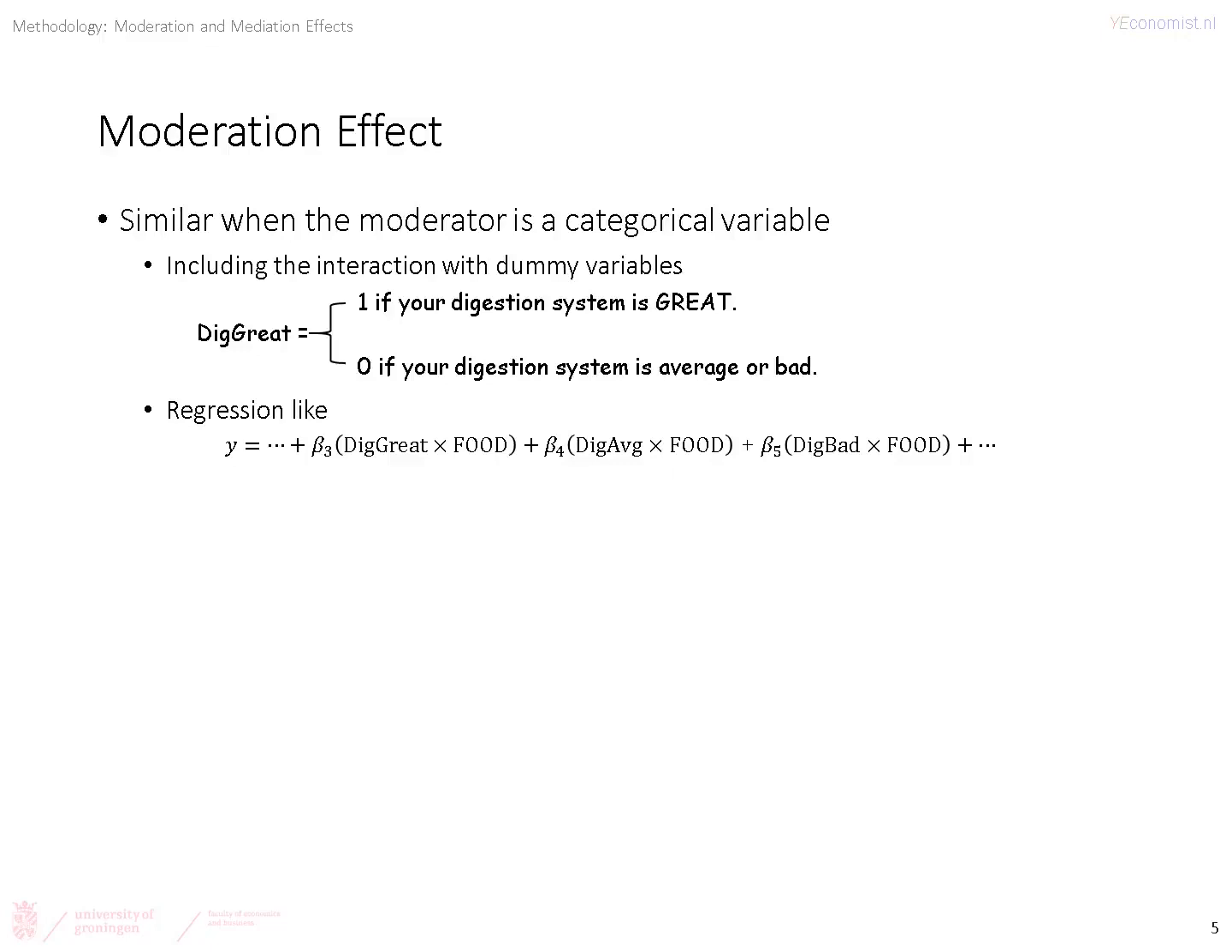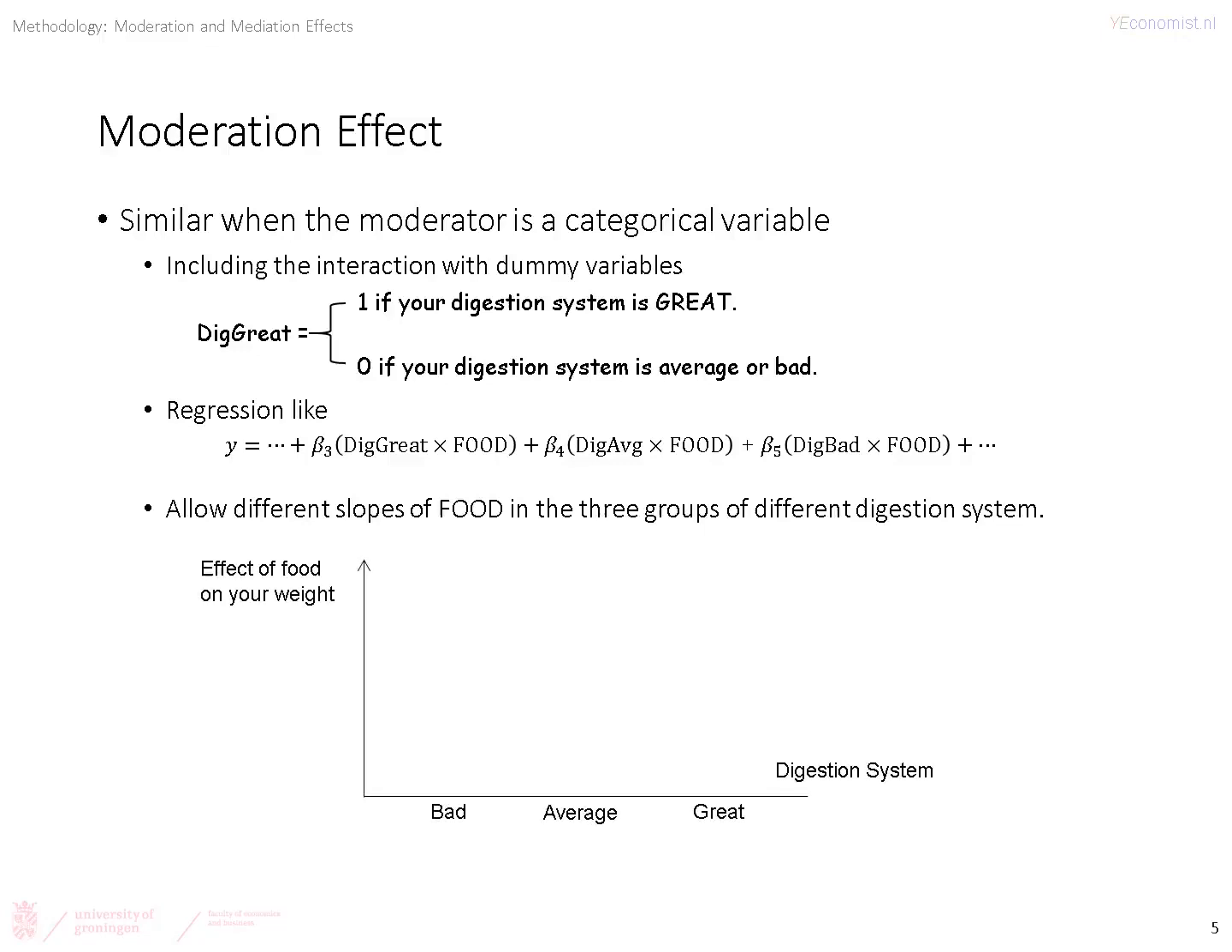Therefore, by including the interaction with the dummies, effectively we are allowed to have a different slope for the persons with a different category of digestion system. We can also have a plot for the sake of visualization, and this time it's not the marginal effect curve as in the previous slide, but it is just about the value of the 3 betas, which represent the effects of food on your weight if your digestion system is bad, normal, or great.